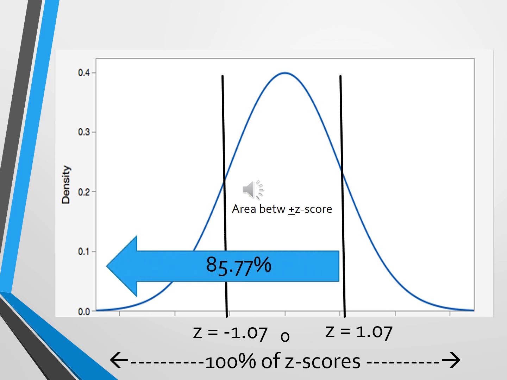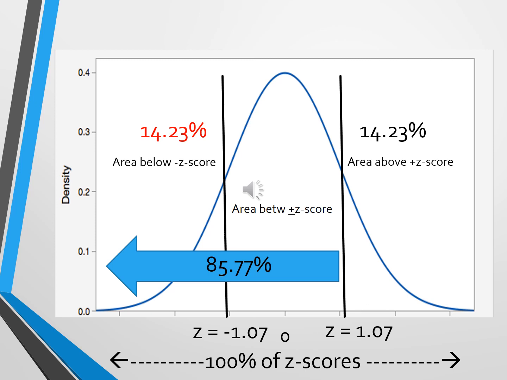We know that 85.77% of the scores are below our Z-score of 1.07 and that 14.23% are above that Z-score. And if 14.23% of the scores are above a Z-score of 1.07, then 14.23% of the scores are also below a Z-score of minus 1.07. The distribution is symmetric that way.